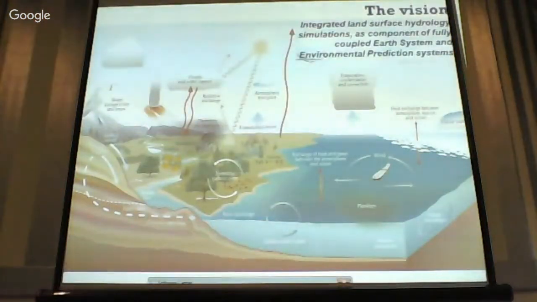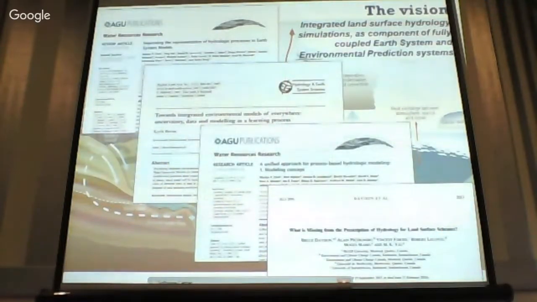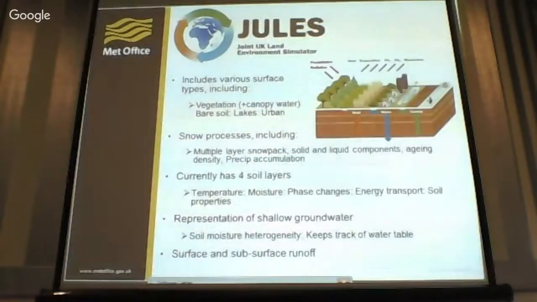And really the vision has been well set out for us already this morning, so I won't labour it. But we are hoping and aiming towards moving towards integrated land surface hydrology simulations as components of both the fully coupled air system global, but also these environmental prediction systems. And there's plenty of wise words written in the press about trying to do that. So for that, in the UK, we're working with the Jules UK land surface scheme, which is a fairly typical land surface scheme used across global and regional applications, with the usual land surface processes included.